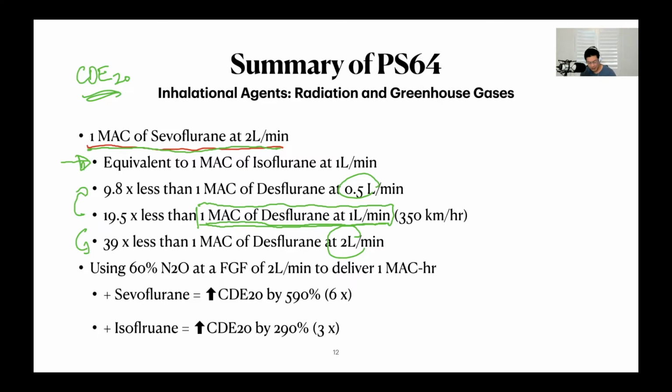And then this is the other thing that I think they quite appreciate, is when you think about it in terms of driving a car. So the equivalent of running 1 Mac of DES at 1 liter is equivalent to driving at a speed of 350 kilometers an hour. The other way that you'll also see it presented is that if you run 3 hours of desflurane at 1 Mac at 1 liter per minute, it's approximately the equivalent of driving 1,000 kilometers. And I think that's quite a nice one to add into our answer.